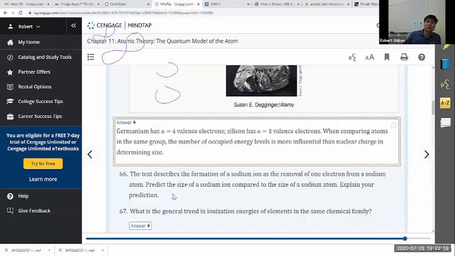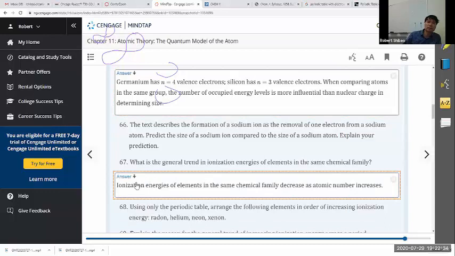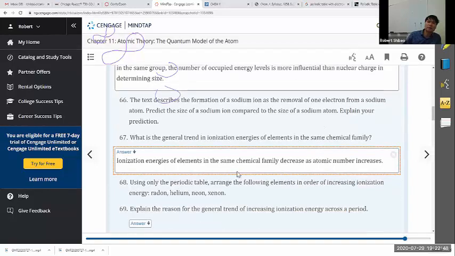and germanium size. What is the general trend in ionizing energies in the same family? In the same family, the family would be the column. Then the higher up, the smaller, and the smaller, the harder. Okay, so as you go down the chemical family, atomic number increases. Atomic number increases, that means you're getting bigger. So as you're going down, it decreases. As you're going up, it increases.